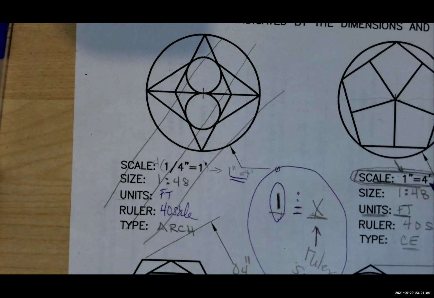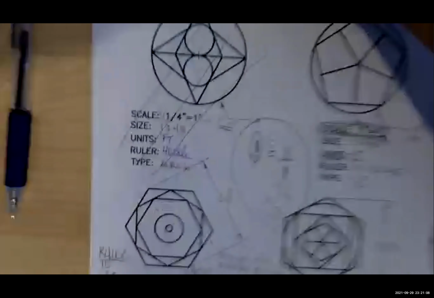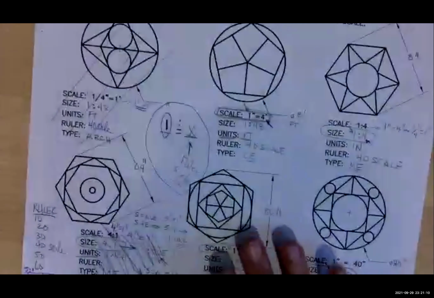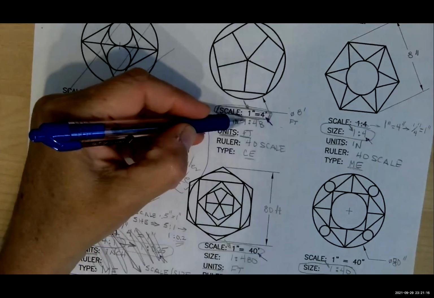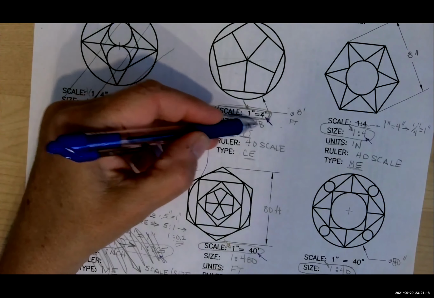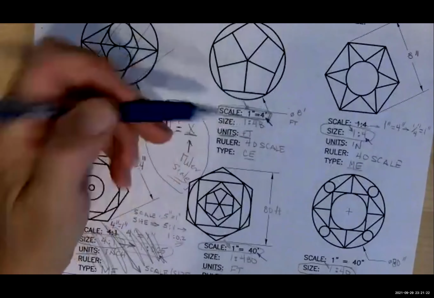Thank you. And then I have a question. Yeah, Reed. So for the size, it says like 1 to 48. Oh, never mind. I got it. Yeah, so the size is just 1 to 48, but that does not help me using my ruler. Exactly. I have to use this one.